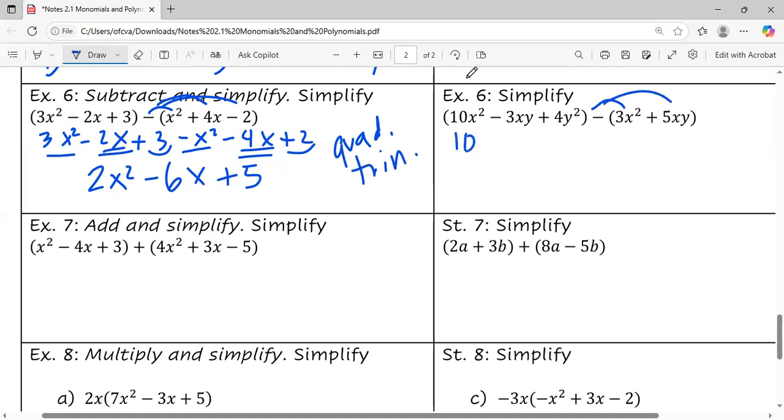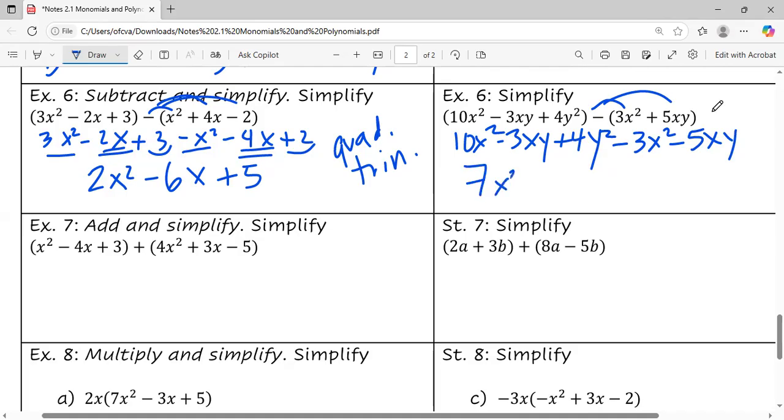So we have 10x squared minus 3xy plus 4y squared minus 3x squared minus 5xy. So this one, I would start with either the x squared or the y squared. It really doesn't matter. So we have 10x squared minus 3x squared. So that's going to give you 7x squared.